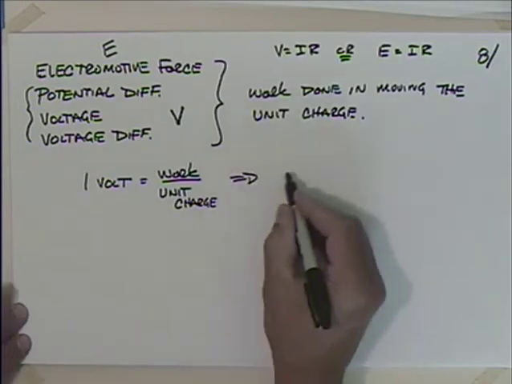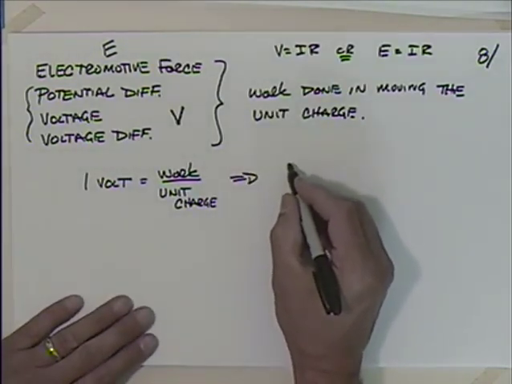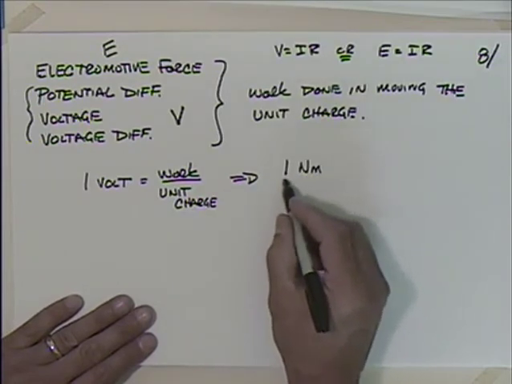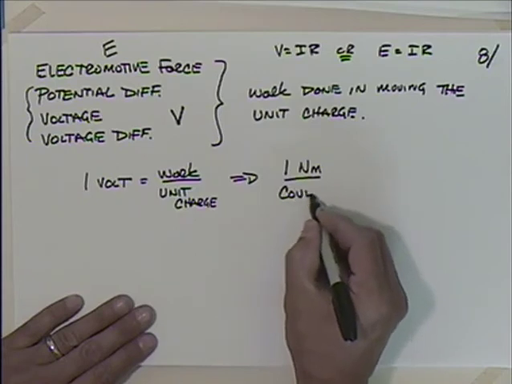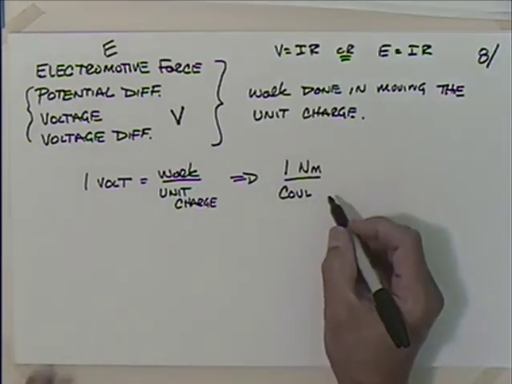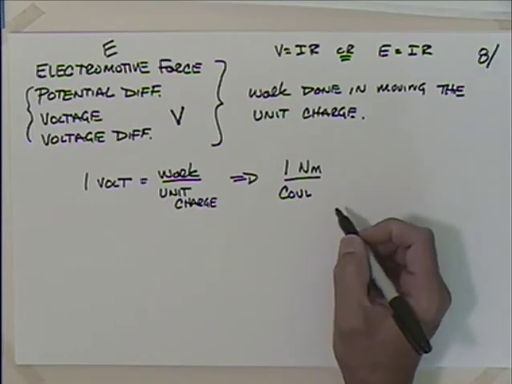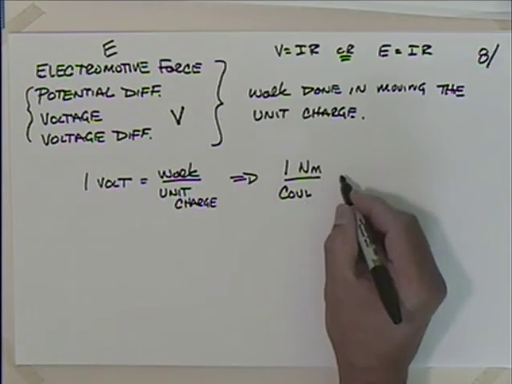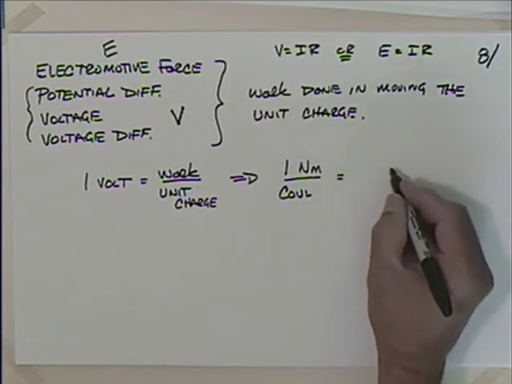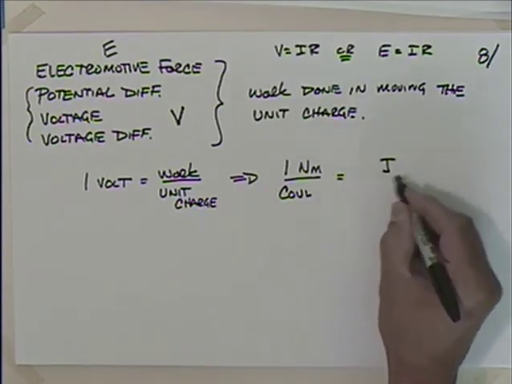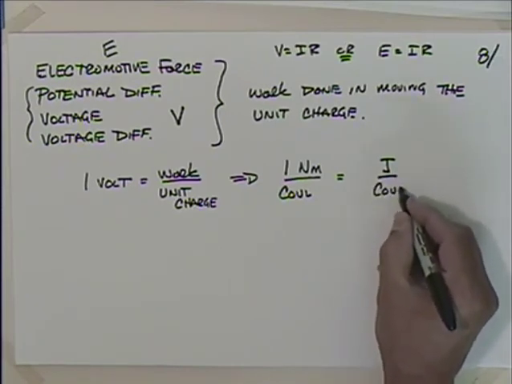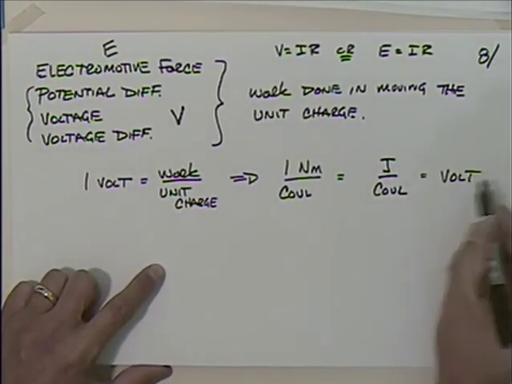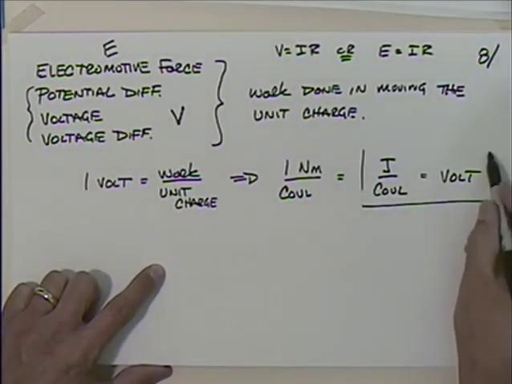So further, we could say that, let's see, work is what? A Newton meter? Would that be work? Okay, so we'll say that we have 1 Newton meter per, what's the unit charge? Coulomb, right? So we've got a Newton meter per Coulomb. Let's see, a Newton meter is actually a joule, isn't it? So we could say that this is a joule per Coulomb. So actually a volt then is a joule per Coulomb.